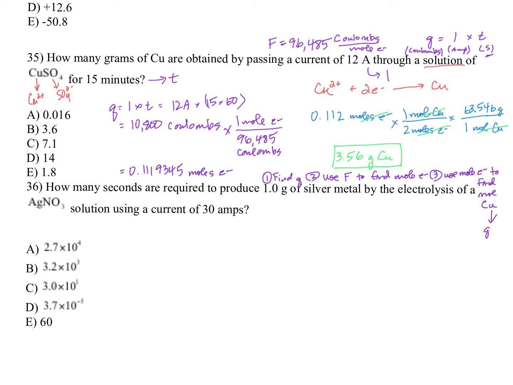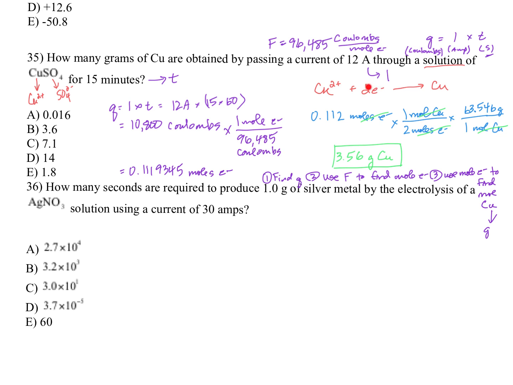Notice that if you got the mole ratio of the electrons wrong, like if you didn't know it was 2 electrons, then you would end up with a number like C, because you wouldn't be dividing by 2, so your final number would be about twice as big, something like 7.1, 7.2.